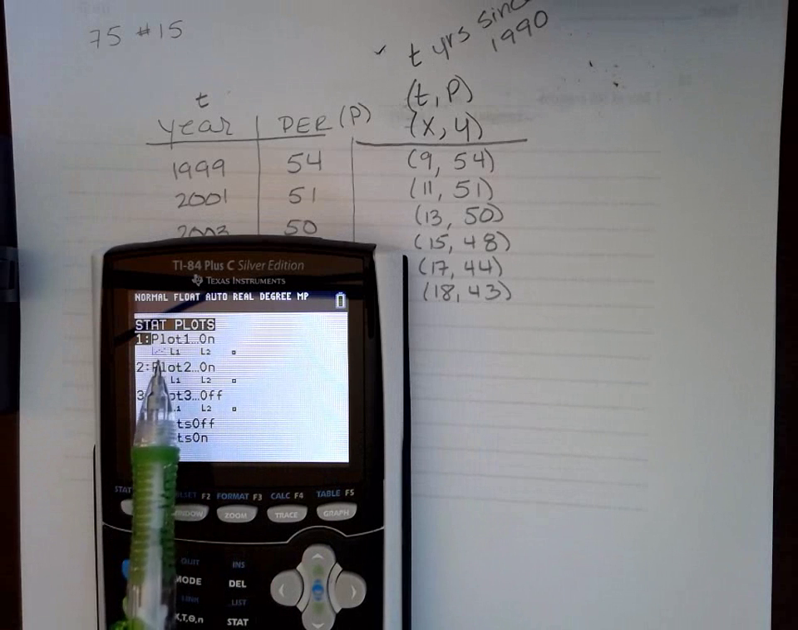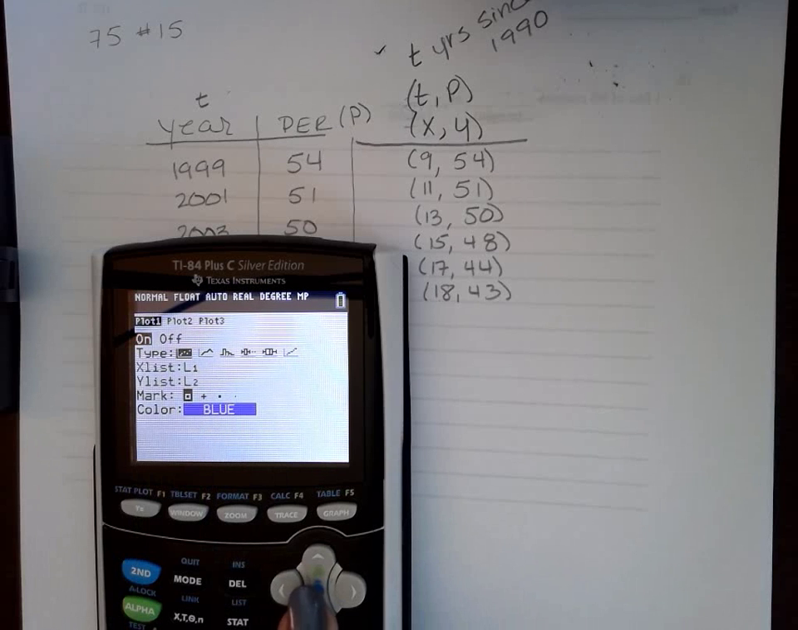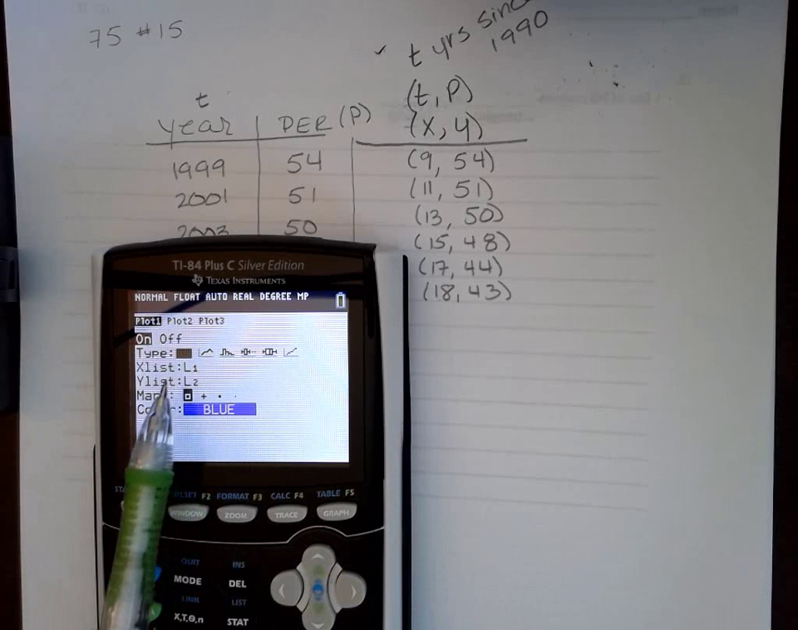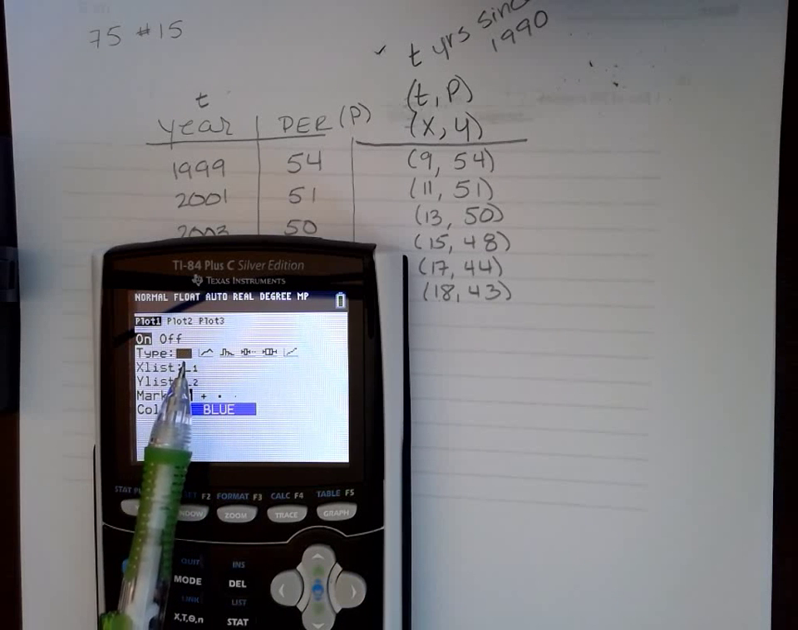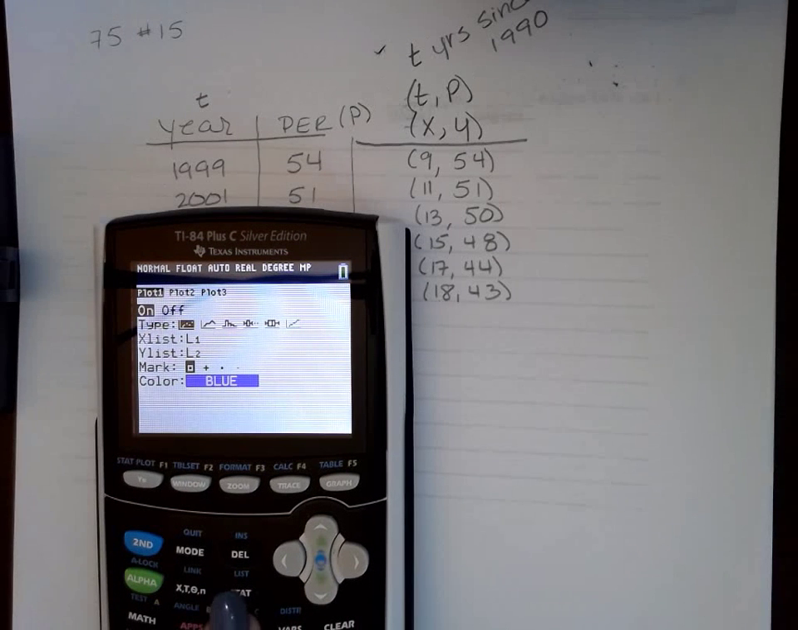And what I want to make sure is it says plot 1 is on. So I hit enter with plot 1. I see that it's on. And I also want to make sure that the type, where the lines are not connected, is also on. So your calculator may look a little bit different. That's okay. Then we're going to hit this stat button, which is right underneath the delete.